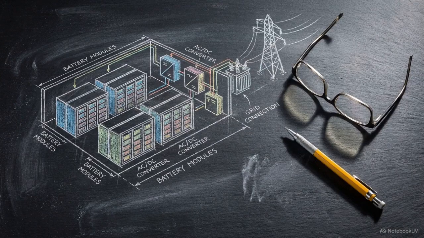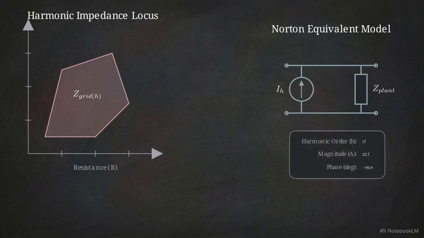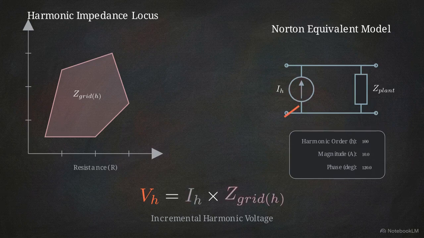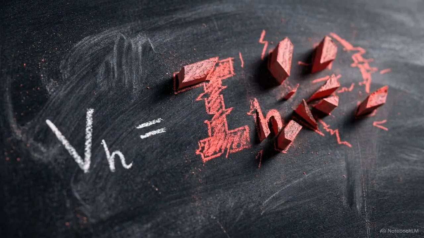While the locus models the grid, we also need a rigorous model of the generator or storage plant intending to connect. This is the Norton equivalent model, mandatory data provided by the manufacturer. It characterizes the plant's harmonic current injection magnitude and phase for every order. Compliance is determined by calculating the incremental harmonic voltage distortion at the connection point. This is Ohm's law in the frequency domain, the plant's injected current multiplied by the grid's impedance. This calculation is performed individually for every harmonic order in the assessment range. Accuracy is paramount here. If the manufacturer's Norton data is flawed, the entire compliance assessment becomes invalid.